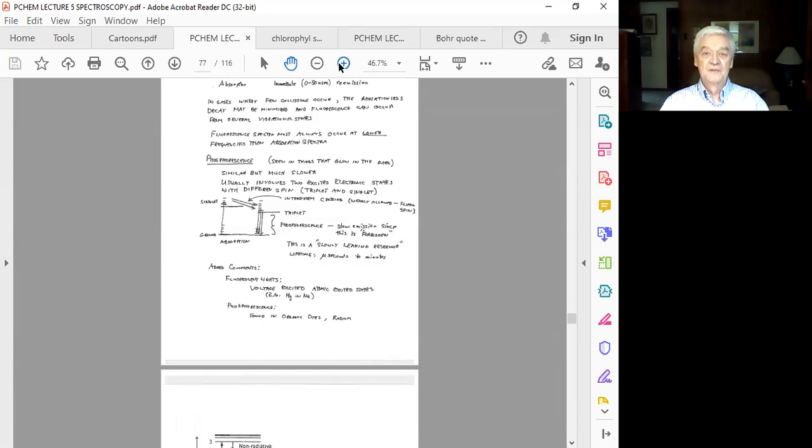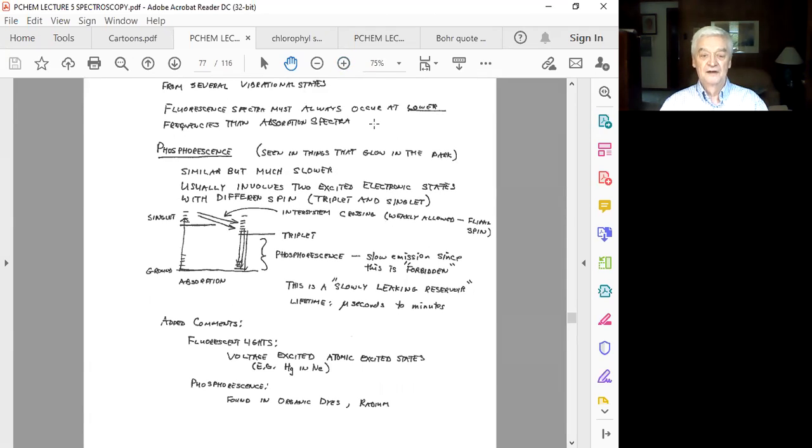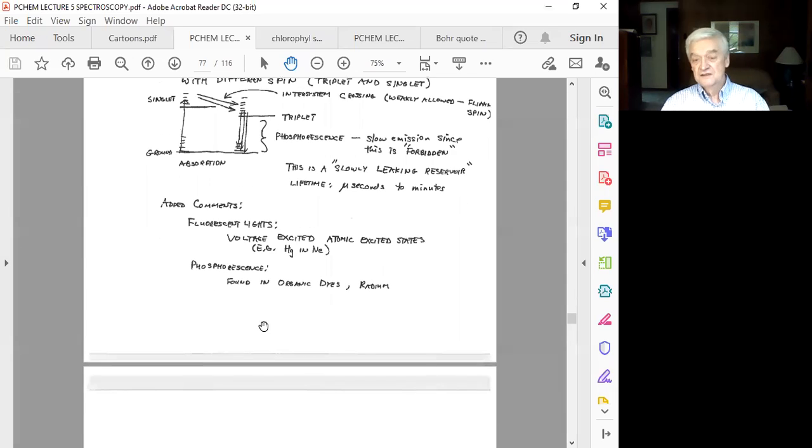Okay, here I had some just added comments. I think all of you are familiar that we have fluorescent lights. There you have mercury or neon lights. You use voltage to excite the atomic excited states. Phosphorescence can occur in organic dyes. It also occurs in elements like radium, which of course is radioactive.